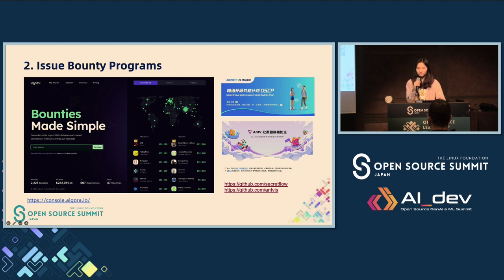But the full name of such program they initiated is called Open Source Contribution Plan, OSCP. The idea was also inspired by the open source promotion plan I introduced before, but it's more fit to community developers, not just university students. And the purpose is still to involve more contributors. They publish issues and invite community developers to solve them, and then they distribute some small gifts.